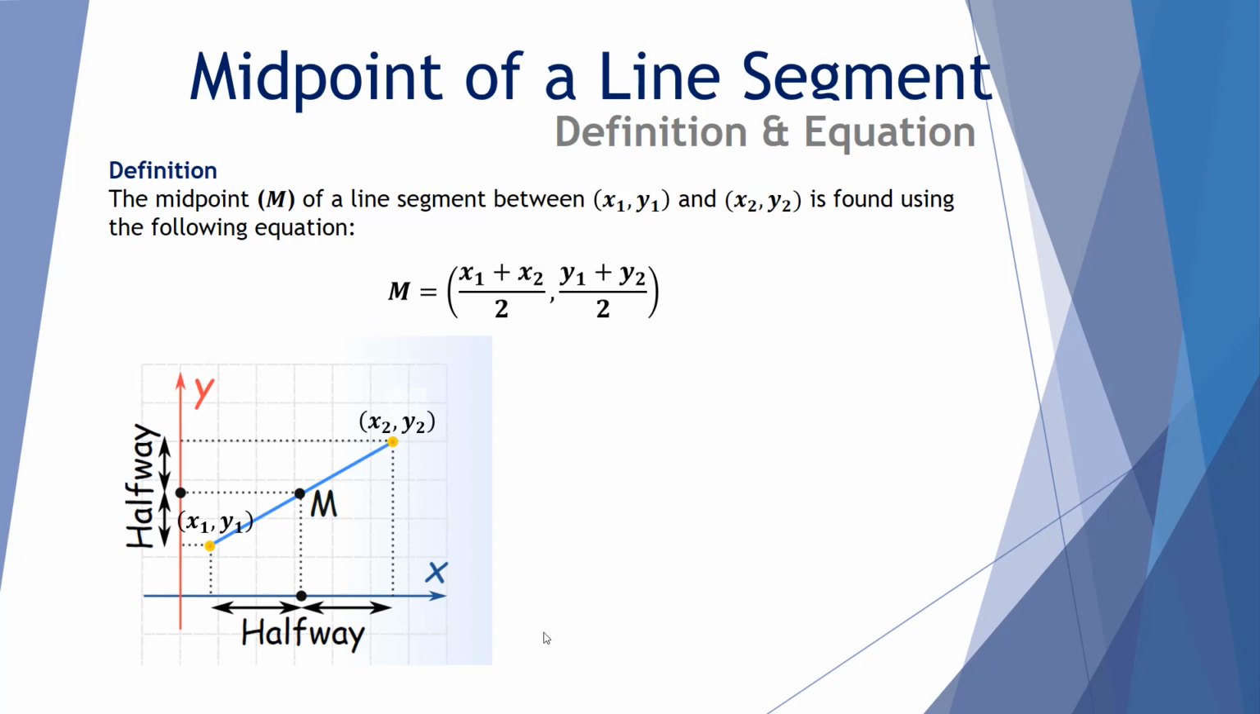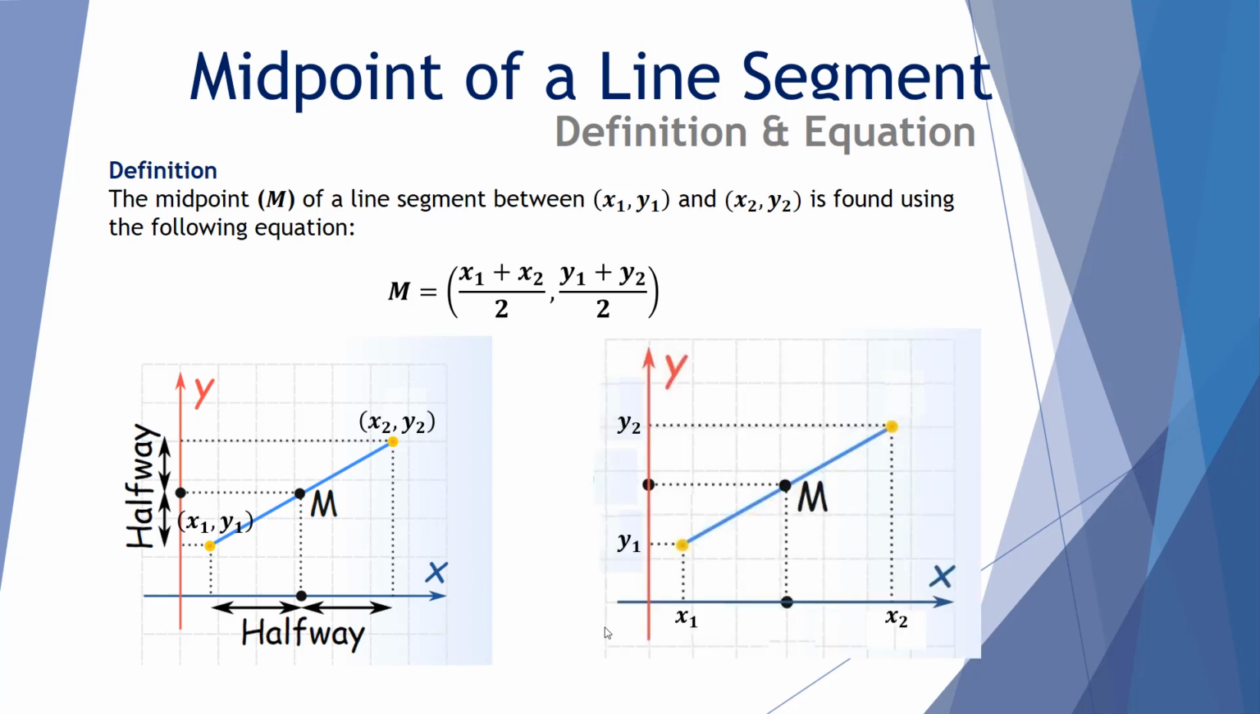Another way of representing this midpoint in a line segment is via the following graph. So if we have a look here, we've got point 1 that has an x value of 1 and a y value of 1, and point 2 that has an x value of 2 and a y value of 2. Now to find the midpoint, it simply is as follows.